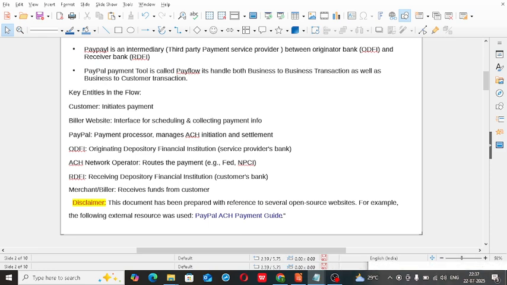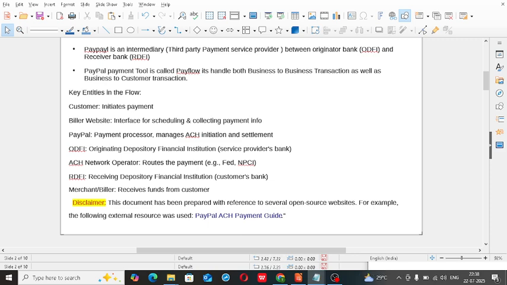The customer, who is consuming the particular service, initiates the payment. The biller, who provides the service, that company we call the biller website. On that biller website, the customer enrolls all the payment information: which account needs to be debited, their subscriber number, the amount, and all the details.